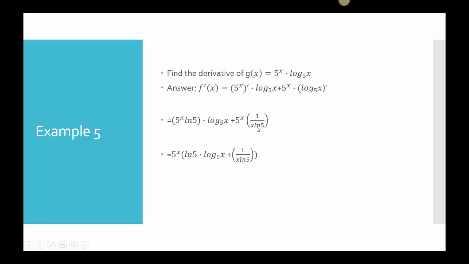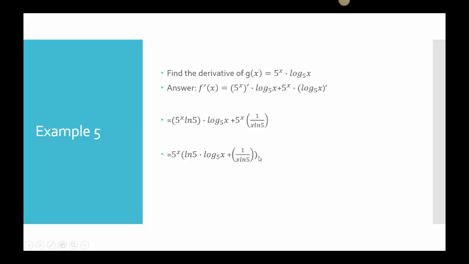All right, the only thing I see in common, I have this 5 to the x, I see this 5 to the x. This natural log of 5 and that natural log of 5, really can't mess with those, so leave those alone. Take those 5 to the x's out. I have the natural log of 5 times the log base 5 of x, and then plus 1 over x natural log of 5.